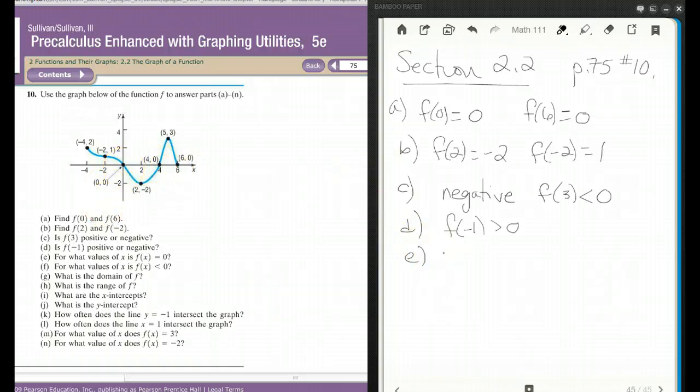So if you're thinking about what are the x values that you can plug in so that the output is 0, well, that's the x value of 0, the x value of 4, and the x value of 6. So we could write 0, 4, 6. Okay? Great.